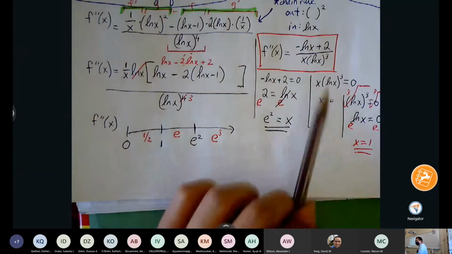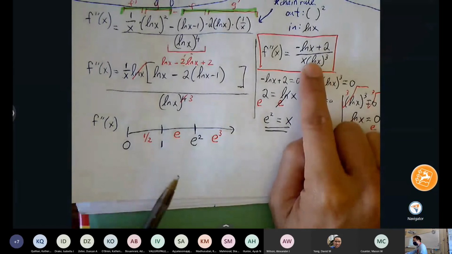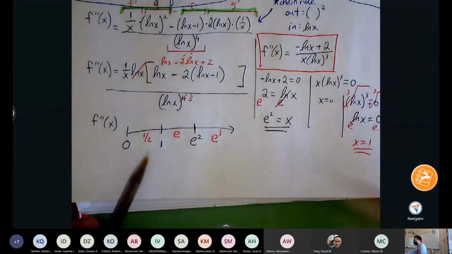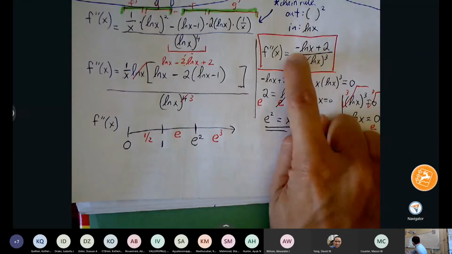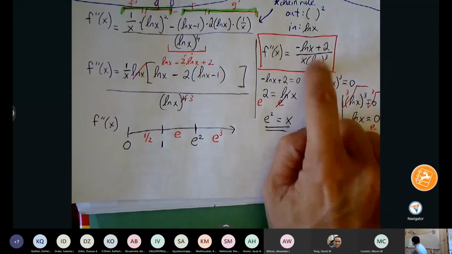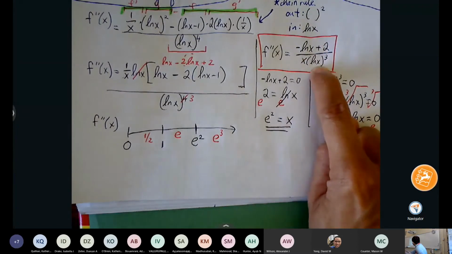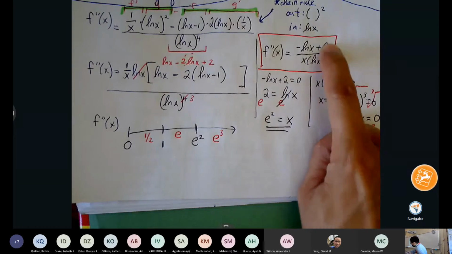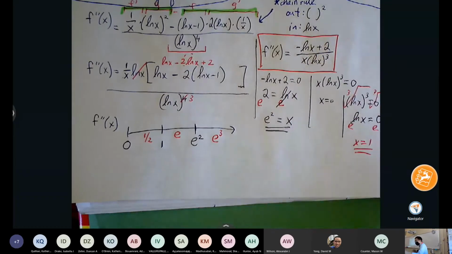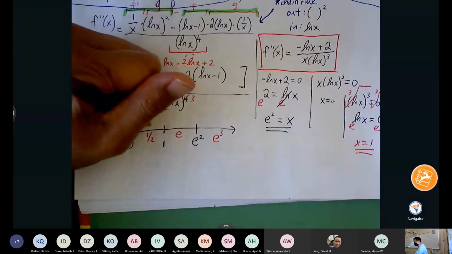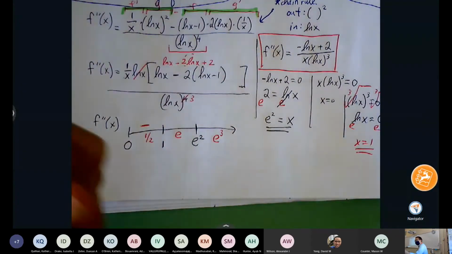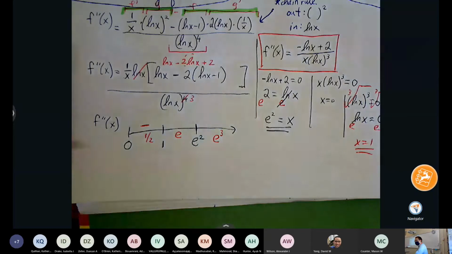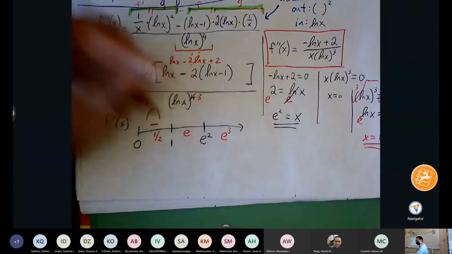Okay, so one piece at a time. I'm going to put it into the second derivative and see whether it gives me a positive or negative value. Natural log of 1/2, we know that's a negative value. Negative times negative is positive. Positive plus 2 is still positive. Denominator, natural log of 1/2, that's negative. Negative cubed is negative. So I have positive over negative, which remains negative. But we interpret negative for the second derivative not in terms of slope, but in terms of concavity, right? So concave down.